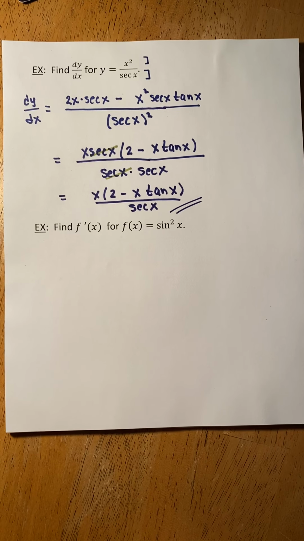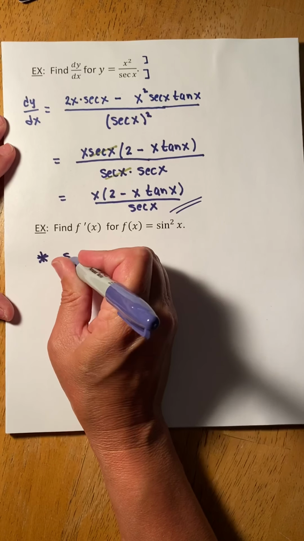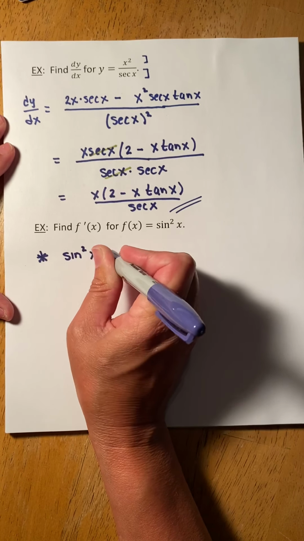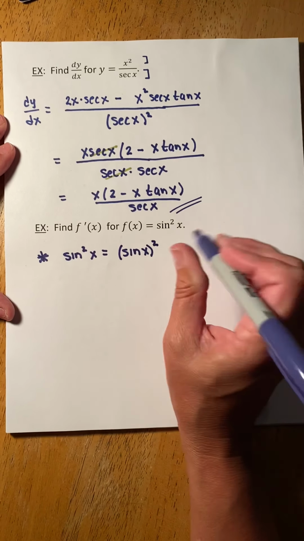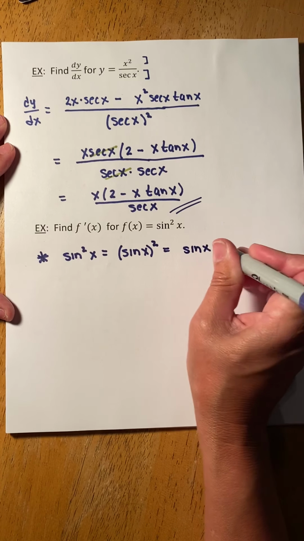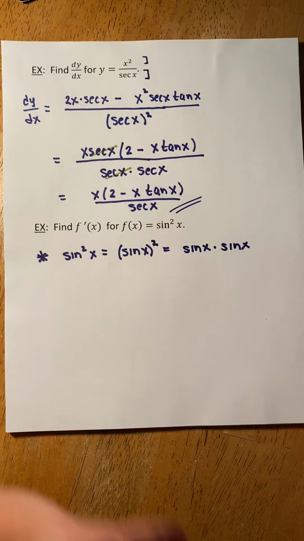All right, one more. Let's find the derivative of the sine squared of x. I put this in here because it is a notation thing. You have to be really super careful. The sine squared of x means the sine of x squared, which means the sine of x times the sine of x. So f of x is really just the sine of x times the sine of x. That's what that notation means.